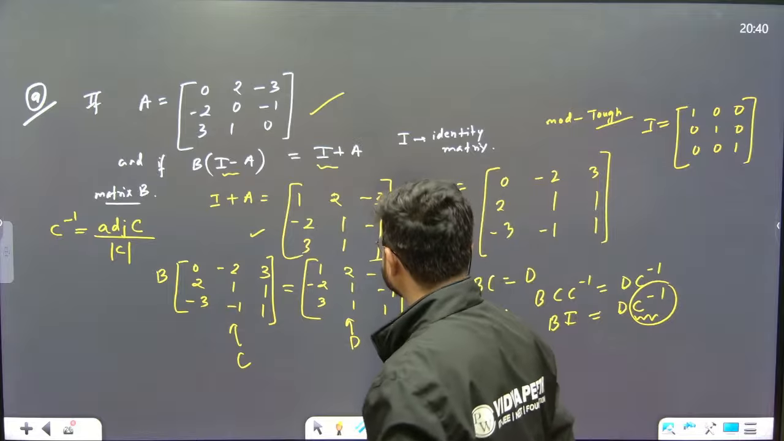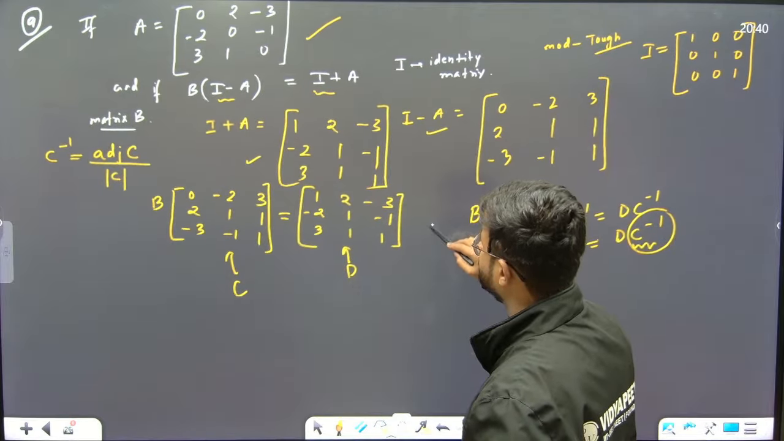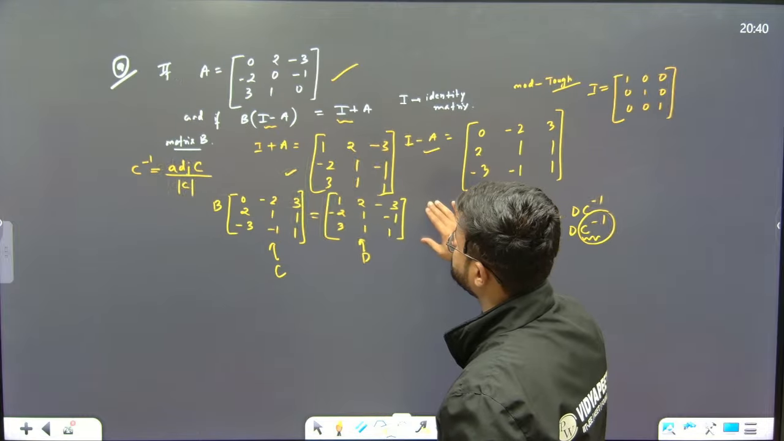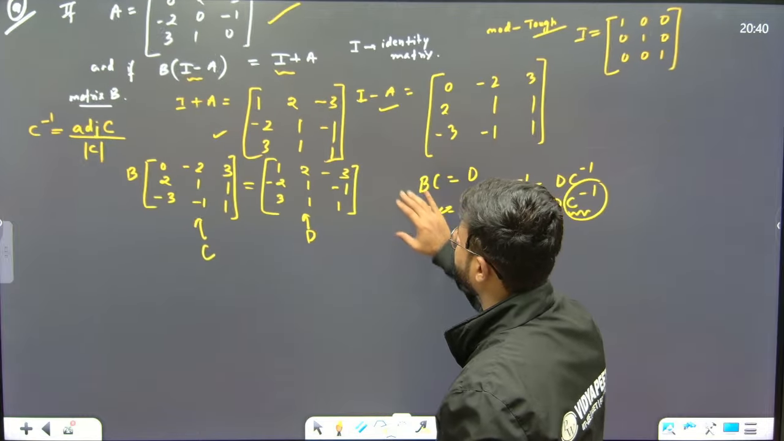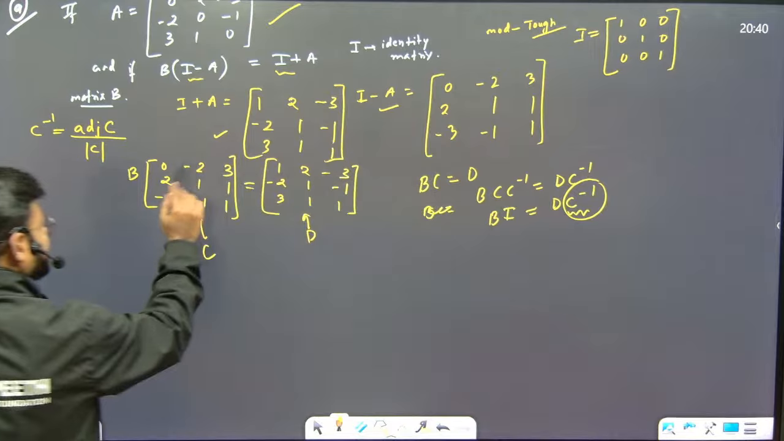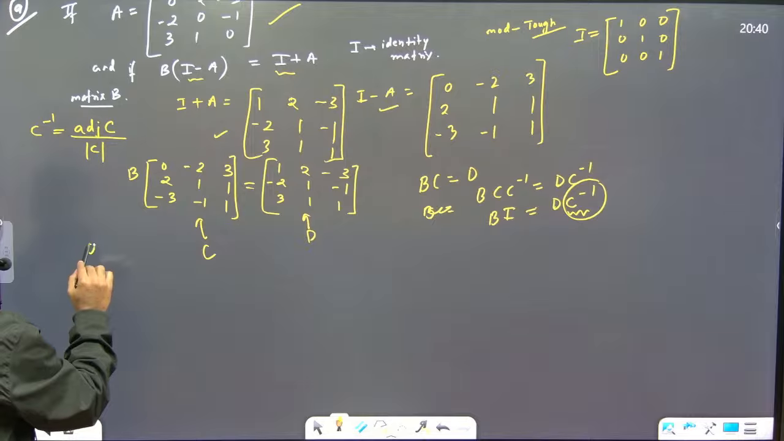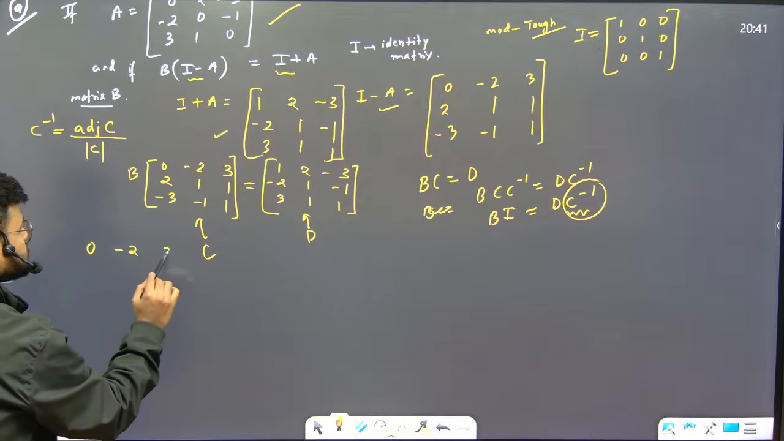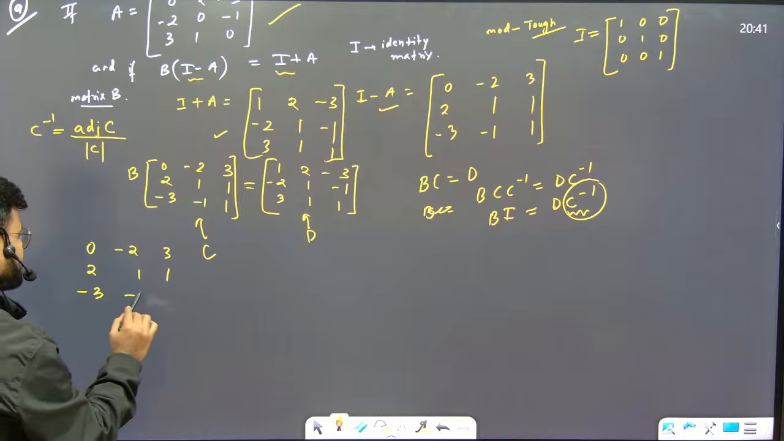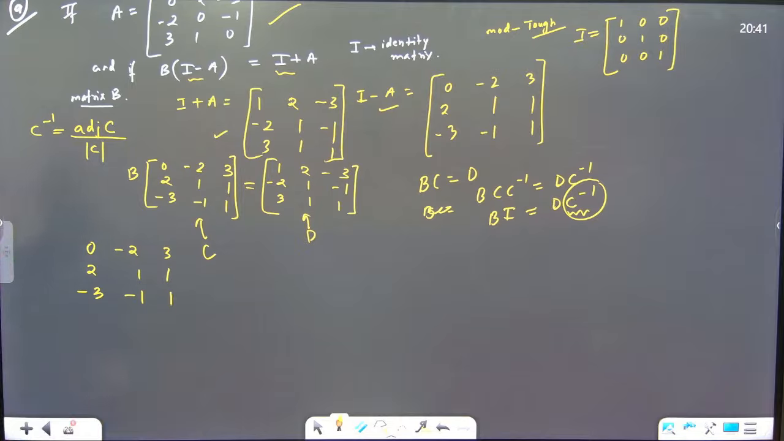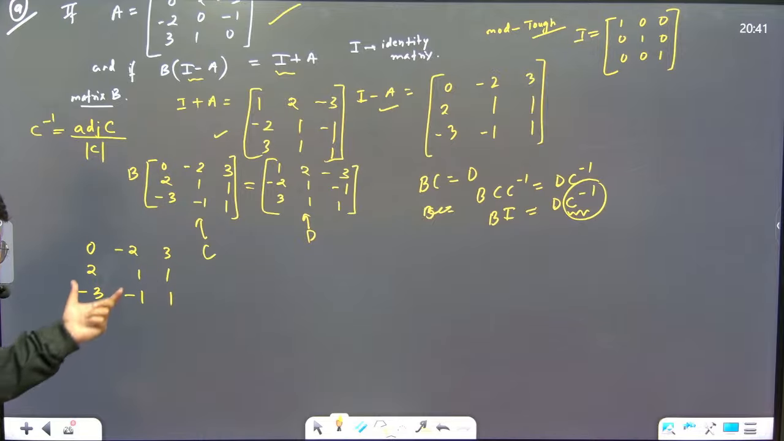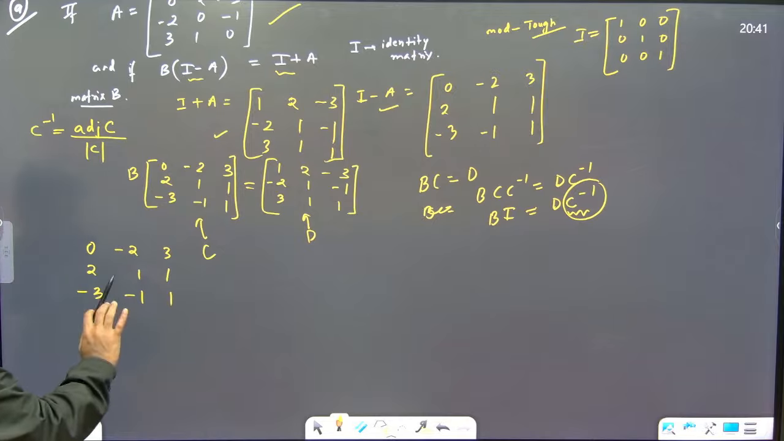So let me just extend this. Okay, let's see this. So how to find the adjoint of C? What is the shortcut to find the adjoint of C? We use the shortcut technique: 0, -2, 3, 2, 1, 1, -3, -1 and 1. What we do, first we copy row 1, row 2, row 3, and then again we copy the first two rows. That is the process.